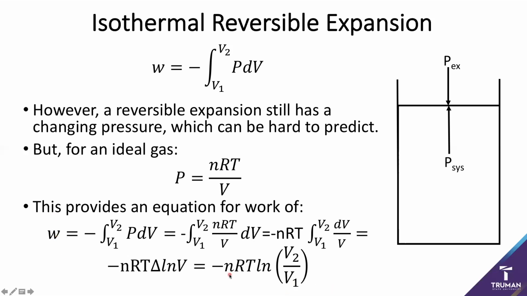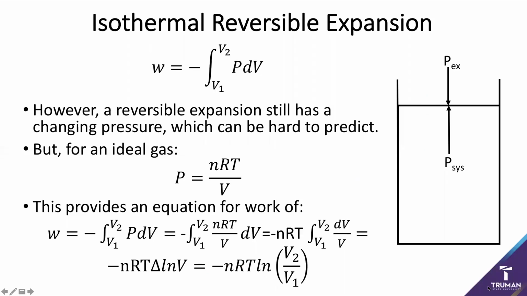Now, if that happens, n, R, and T should all be positive values, and V2 should be greater than V1. So this ratio should be greater than 1, and the natural log of this ratio should be positive. So positive, positive, positive, positive, and the whole term ends up being negative due to this prefactor. So this is, again, a way of confirming that an expansion should end up performing work, and a compression requires work.